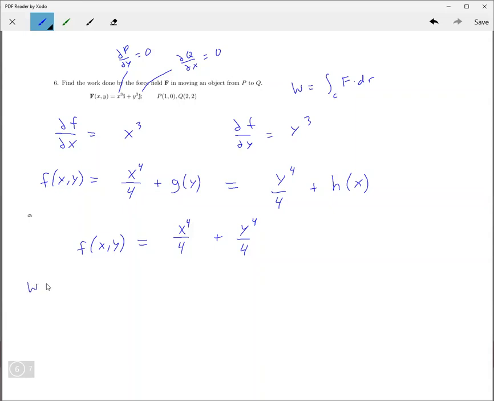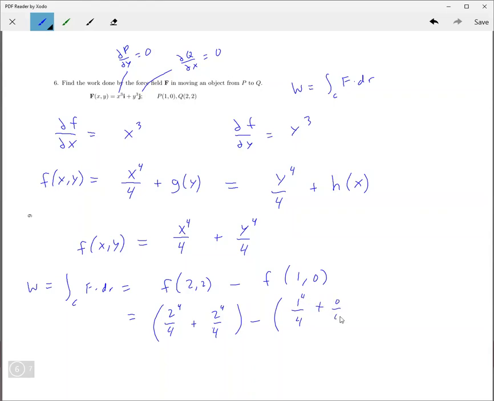And so the work, which is that integral here, will be f of the end point, 2, 2, minus f of the beginning point, 1, 0. So that's 2 to the 4th over 4 plus 2 to the 4th over 4, minus, and then we have 1 to the 4th over 4, plus 0 over 4.